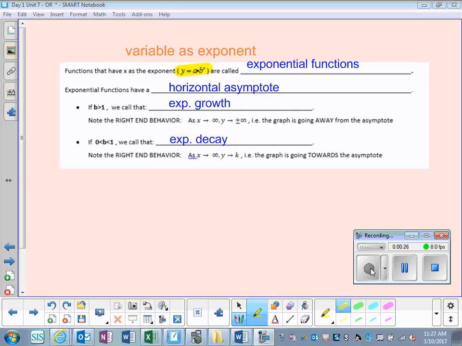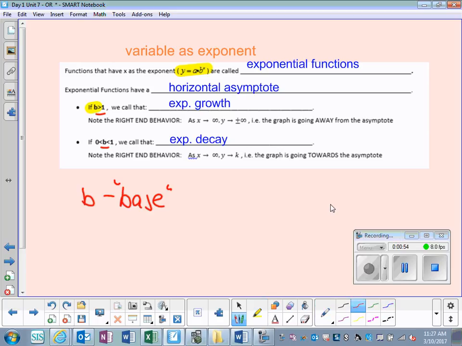y equals b to the power of x. This number b is called the base of our function. And when the base is greater than 1, we call that exponential growth. Because think about it, in the example that we just considered, we had y equals 2 to the power of x. So every day my money doubled, right? So it's the exponential growth.